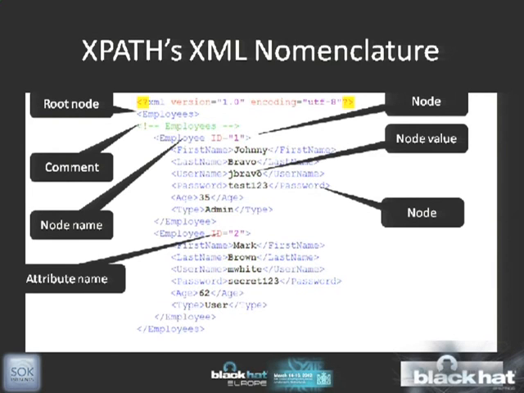Similarly, a node can have an attribute. It can have an attribute name, and an attribute name will have an attribute value. In this case, the ID happens to be the attribute name, and the value 2 happens to be the attribute value.